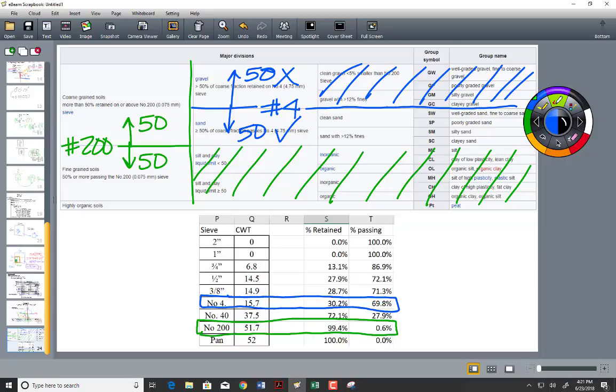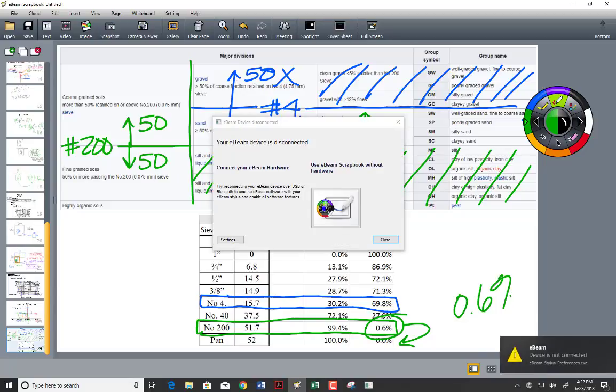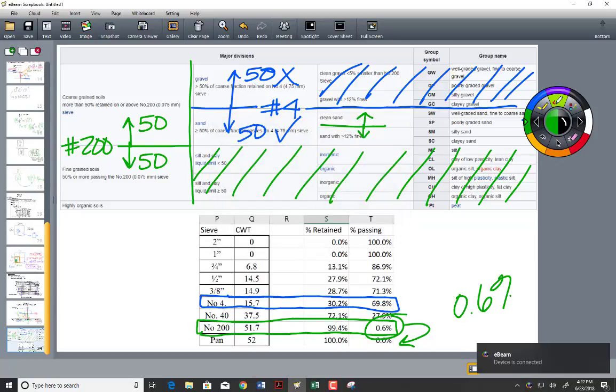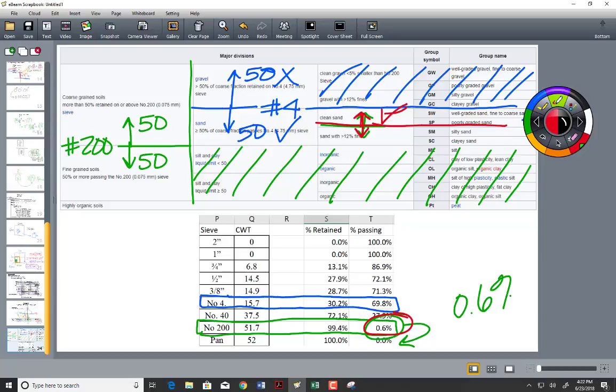So then I have a question right here. Do I have clean fines, or do I have more than 12% fines? How much passed from here to here? How many fines did I have? I had 0.6% fines, right? So I have less than 12% fines. Anything caught on a 200 is retained, anything past the 200 is a fine. That really should be a different color, even though it's a 200 sieve definition. We'll turn this red because it's asking a different question, even though it's still dealing with the 200 sieve. So all that is gone. So we're up here. This is not true, so this is out.